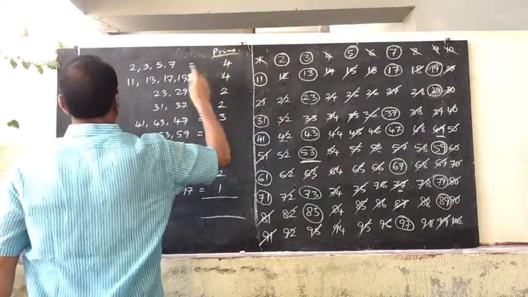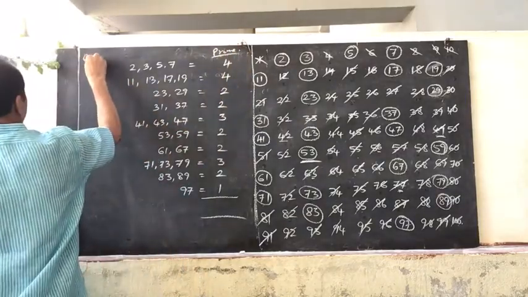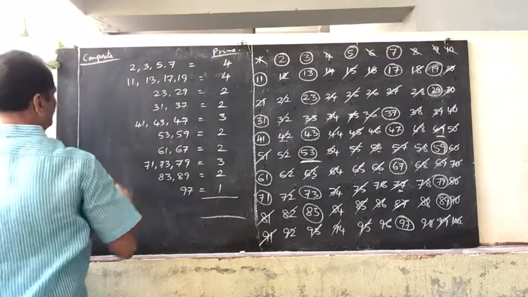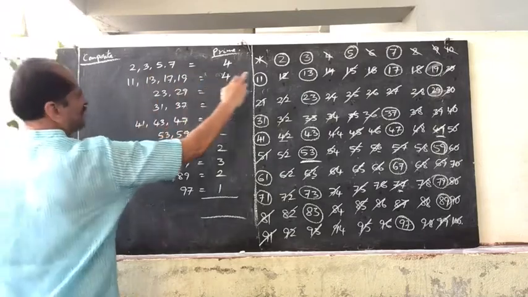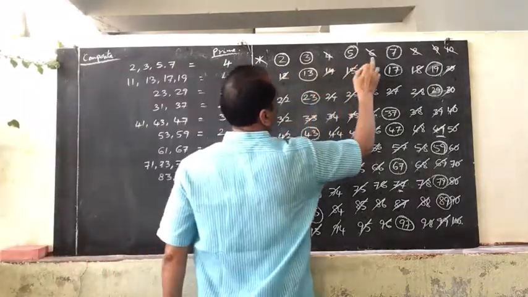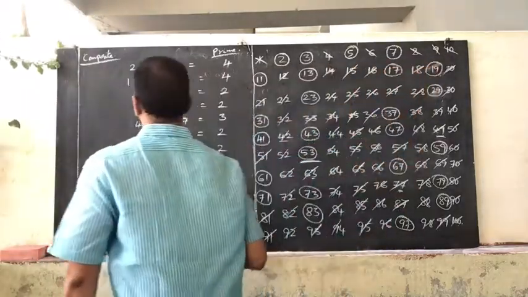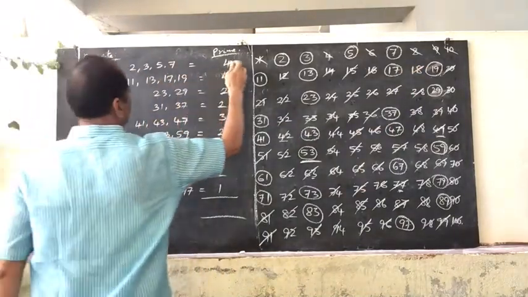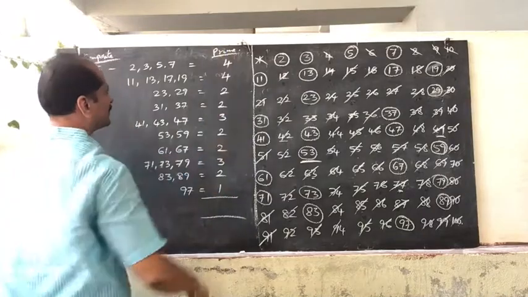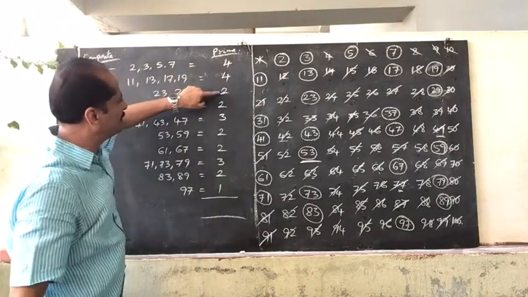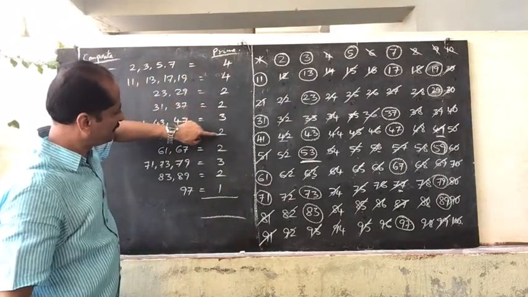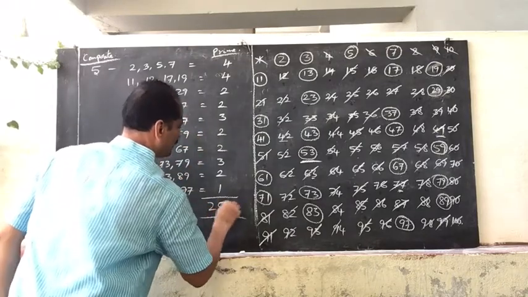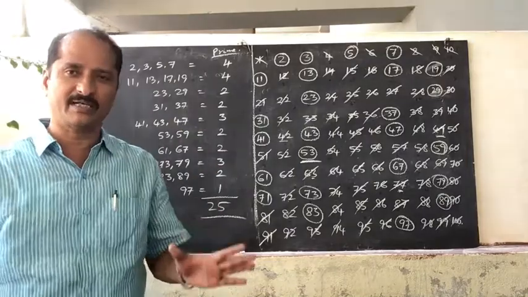Prime numbers and composite numbers. 1, 2, 3, 4, 5. 5 composite numbers are there. So totally these you can count. 4, 4, 2, 10, 12, 15, 17, 19, 20, 25. So totally 25 prime numbers are there between 1 to 100.